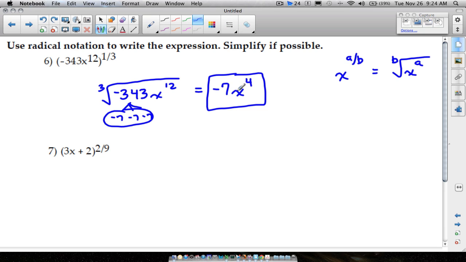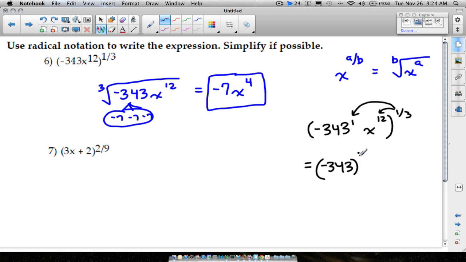What you could have done right off the bat, since we don't have any radicals left over, you could have looked at it like this. Negative 343, that's understood to be to the first power, and then we have x to the 12th power, and this is all raised to the 1/3. Since all this stuff inside of here is one term, you can multiply these exponents. So really what we have here is negative 343 to the 1/3 power. And then if you take 1/3 of 12, you get x to the 4th. If you take 12 times 1/3, multiply those together, you get x to the 4th. Notice that pops up in our answer.